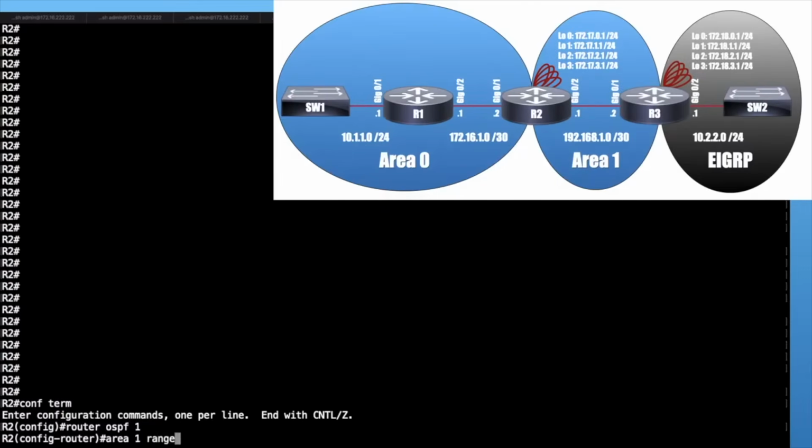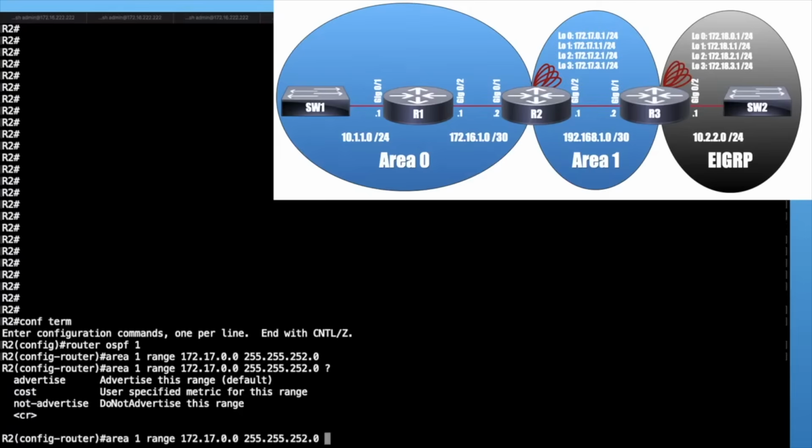So I'll say area 1 range 172.17.0.0 255.255.252.0. Oh, I should point something out here. If I give context-sensitive help, you don't have to do this, but you could specify an OSPF cost. I just pressed enter, so it did the default behavior. And I'd like to point out what that default behavior is. Let's say that I had, in fact, I did have 4 different networks that I'm trying to summarize. If I had different networks with different costs, it would take the network with the least cost and it would assign that to this summary advertisement.